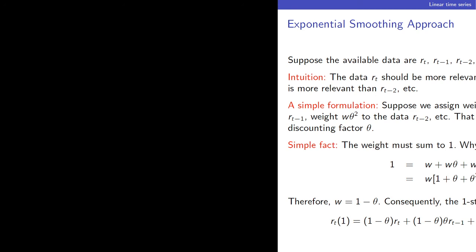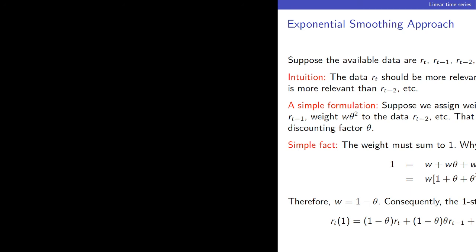So for a simple formulation, we will assign weight W to R sub t, and let's say theta is a value between 0 and 1. And so to R sub t minus 1, we'll give it W theta. To R sub t minus 2, we will give it W theta squared. To R sub t minus 3, we'll give it W theta cubed. So we would use theta as a discounting factor. Simple fact: in order to not change the scale, all the coefficients must sum to 1.